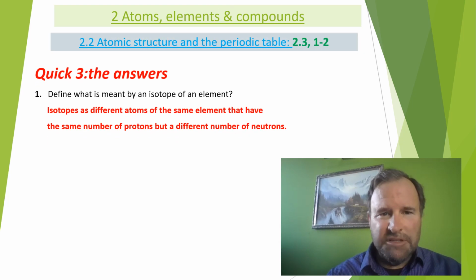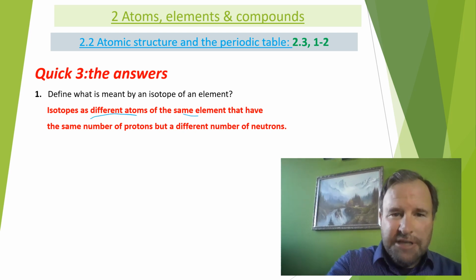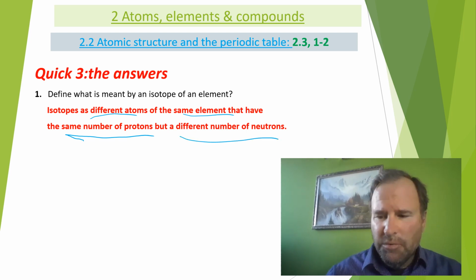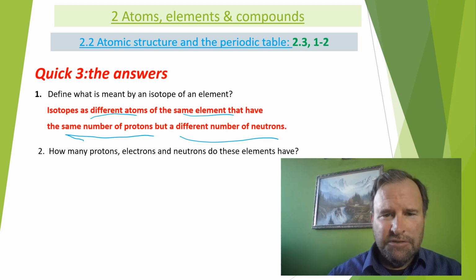To number 1, define what is meant by an isotope of an element. Isotopes are different atoms of the same element that have the same number of protons, but different number of neutrons. So different atoms, same element, same number of protons, different neutrons. That would be the important part of that statement that you would have to get correct to get the full marks.